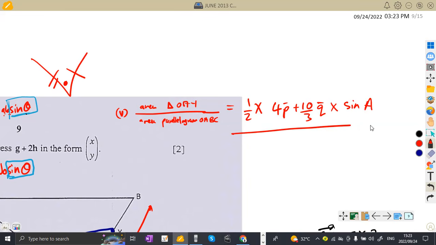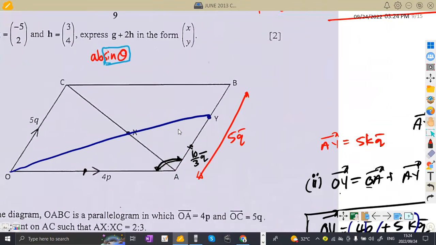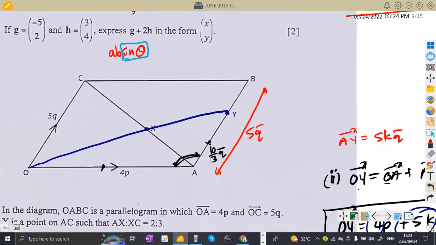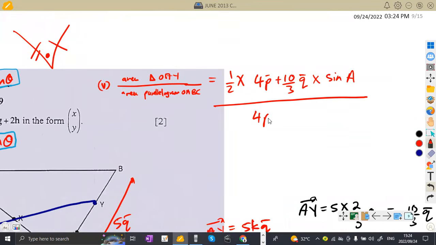Everything over what? The area of the parallelogram OABC, which is this whole shape. Now you can choose any angle, but because of the angle that we are talking about, A, we have to work with this A. Remember, we said the area of a parallelogram is AB sine theta. So it's 4P, this side, and this side of 5Q. So it's 4P times 5Q times sine theta. Our theta is the common angle, which is A.